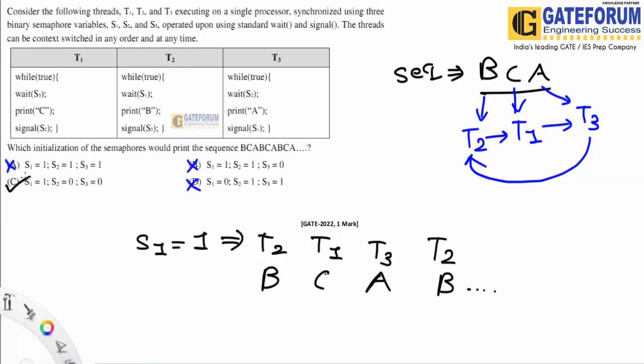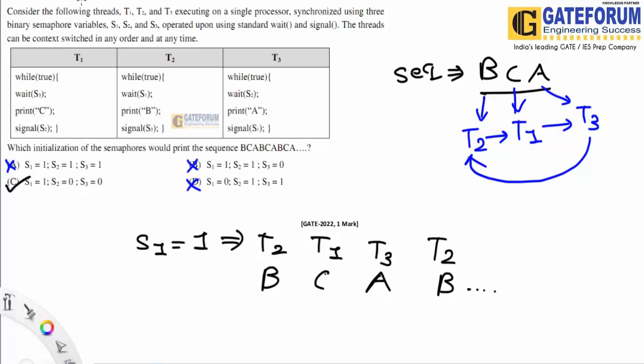You can also check this by taking an example of how S1, S2, and S3 work. Basically, if you want the standard order, we only require S1 to be 1 and everything else should be 0 in the initial state. So this is a very simple question which was asked in GATE 2022. Hope you understood this particular question, and let us know for any doubt.